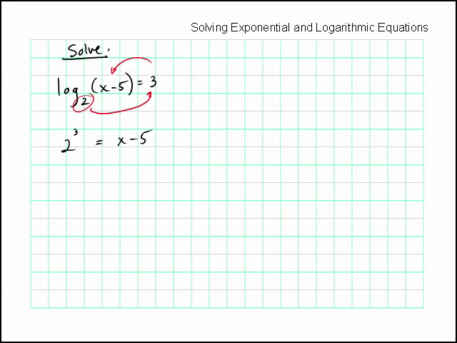Okay? Let's put it up here. Write in exponent form. And this way I can now solve for x. So this is 8 equals x minus 5. X is 13. X equals 13.